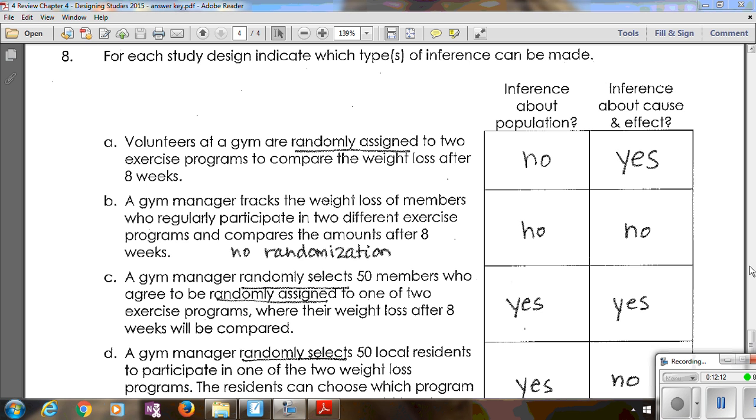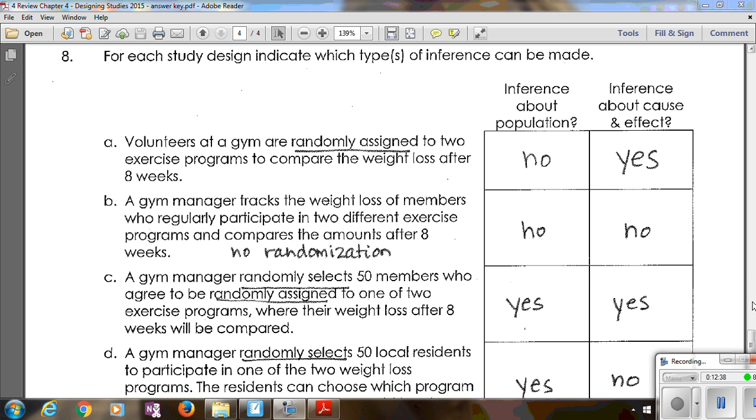In part B, a gym manager tracks the weight loss of members who regularly participate in the 2 different exercise programs and then compares the amounts after 8 weeks. Well, it doesn't tell us how they were put into the exercise program, so you don't want to assume that they were randomly placed in there. Also, we're not looking at a random sample of members, so we're not going to be able to have any kind of inference no matter what, not with the population, not with cause and effect.